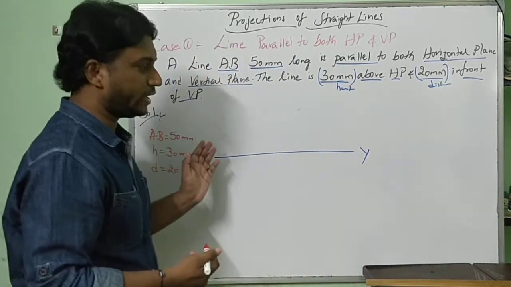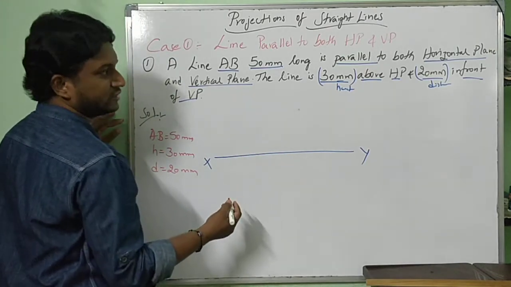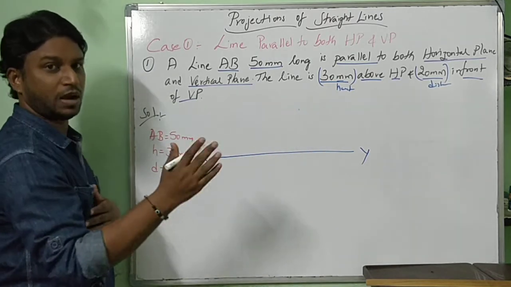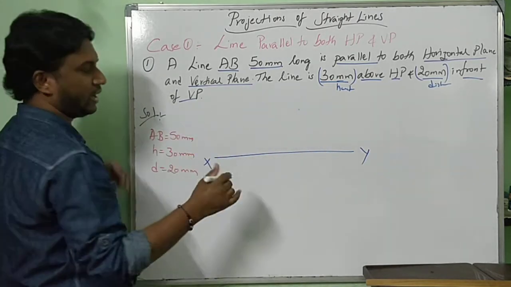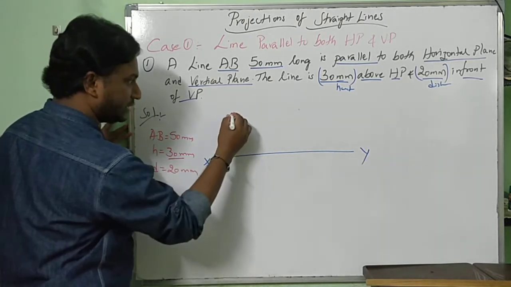So how to draw the starting position on the XY line? Select any point above XY, nothing but above HP. Remember, above HP is nothing but above the XY line. So what is that height? 30 mm. I am drawing the projector first.